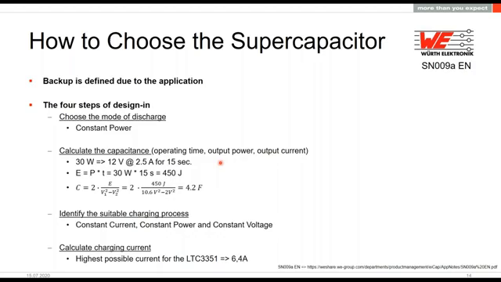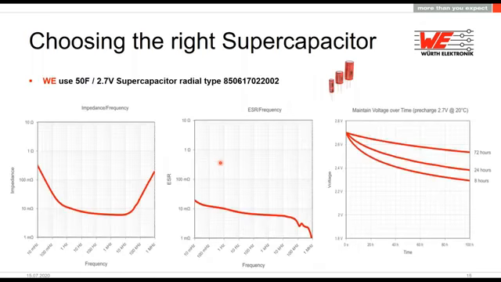The charging is done by the Analog IC in 3 phases: constant current, constant power, constant voltage. So it's optimal condition. And the highest possible charging current is around 6.4 amp. So this is no problem for our supercapacitors because you can charge them with higher currents. The supercapacitors are all measured and stored in our online tool, Expert. So we have the impedance, the ESR, and the maintain voltage diagrams. They can be looked up here.